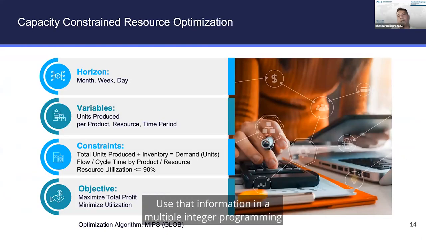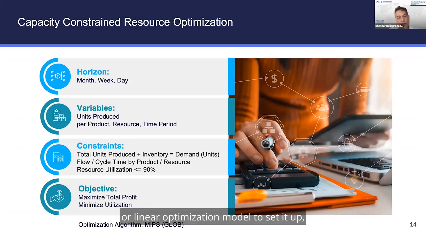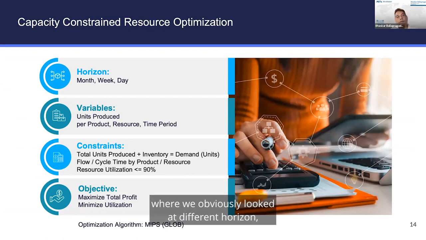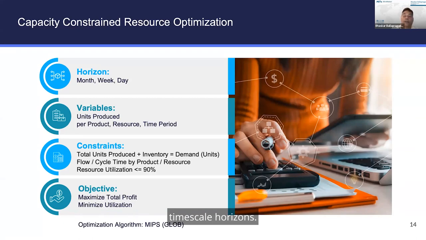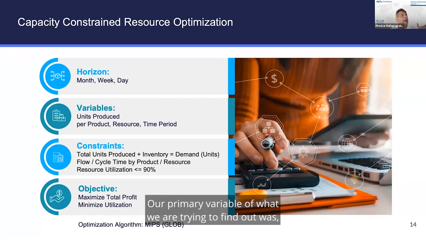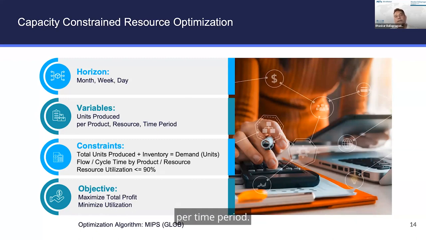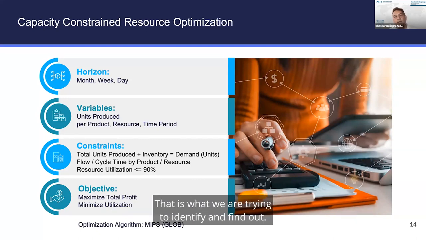We used that information in a mixed integer programming or linear optimization model to set it up, where we looked at different time scale horizons. The primary variable was: how many units are produced per product, per resource, per time period? That is what we were trying to identify and find out.